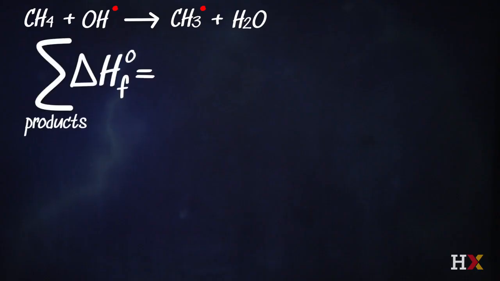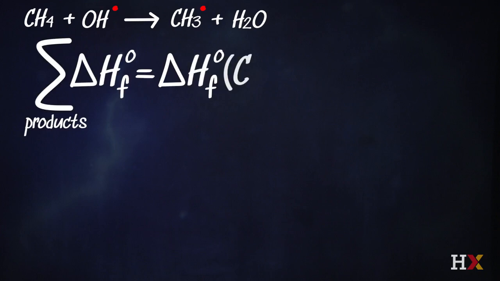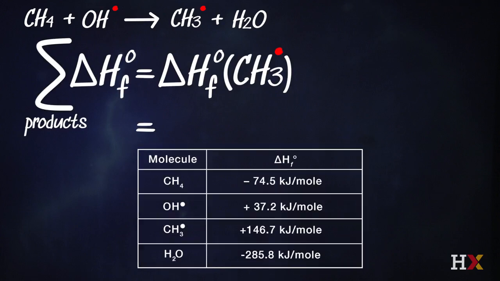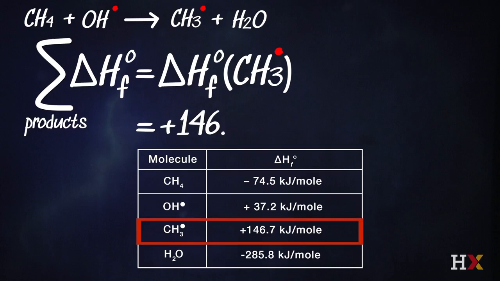So let's calculate the products first, and that means we want to calculate the enthalpy of formation under standard conditions of the methyl radical. Well, we can look these up in a table, and we see that the methyl radical has an enthalpy of formation of plus 146.7 kilojoules per mole of the methyl radical.